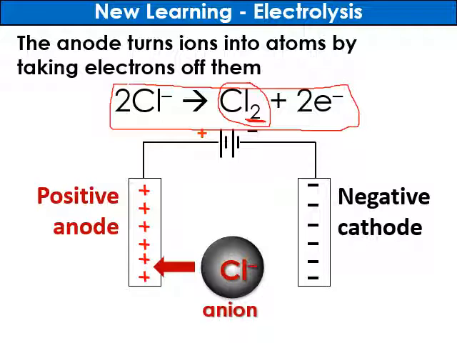I've got 2 chlorines here, so I had to put a big 2 here, minus charge. I've then got to have 2 minus electrons. But I don't want you to worry about that too much now. I want you to think about what happens to the ions in electrolysis. What is going on here? So here, my chlorine, which is negative, moves to my positive anode and loses an electron.